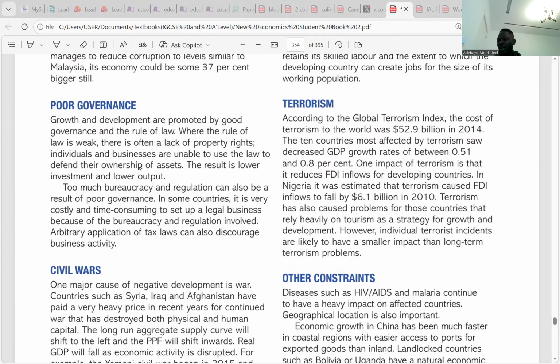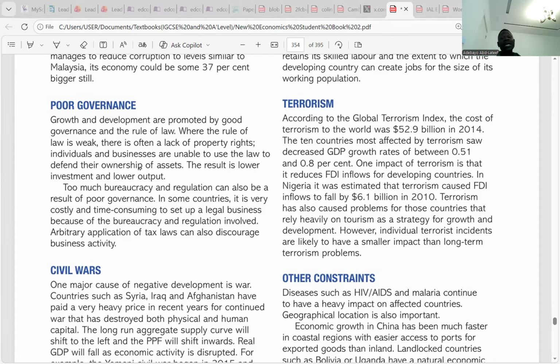So if some people are above the law, it simply means whatever they do, nobody's going to hold them accountable for it. Too much bureaucracy and regulation can also be a result of poor governance. In some countries, it is very costly and time-consuming to set up a legal business because of the bureaucracy and regulation involved. Arbitrary application of tax laws can also discourage business activity. Red tape is another factor that hinders the growth of an economy.